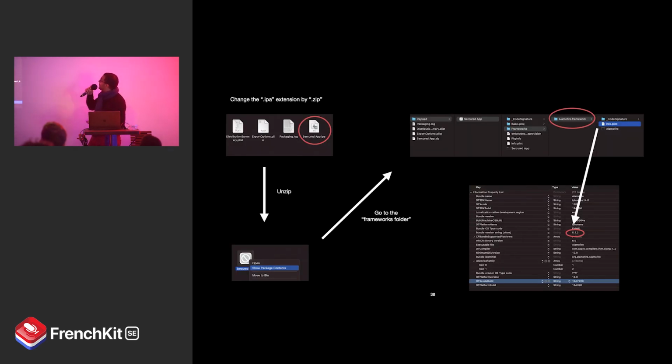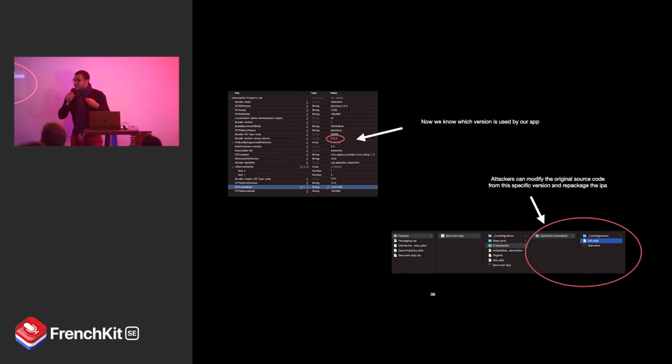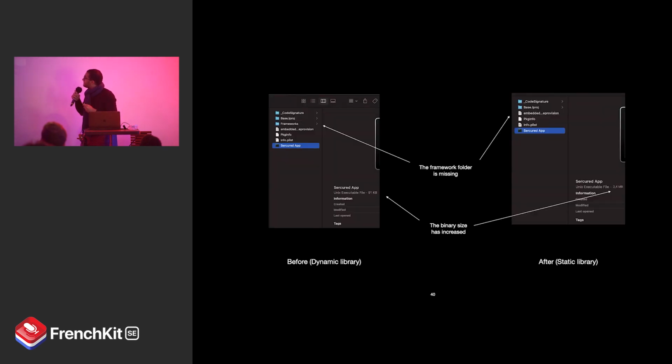Here is an example to find and locate frameworks. First, you need to find an IPA, unzip it, go to the payload, and you can see the framework folders. In my example, I am using Alamofire, version 5.2.2. And when an attacker knows this information, he can download the original project if this one is open source and build his own SDK and replace yours. And if I replace the Alamofire framework with a static library, we can see that our binary size is increased and there is no more framework folder.